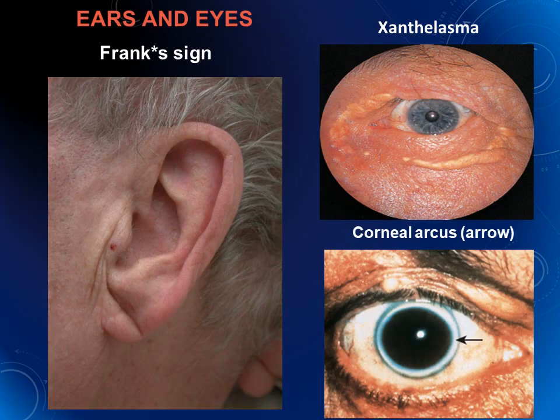Ears and eyes examination plays important role in clinical practice. Here you see signs of hyperlipidemia. First is Frank's sign. Literature indicates that there may be a relationship between diagonal earlobe crease and coronary artery disease. Second is xanthelasma, a shallow protruding area on the eyelid close to the nose. It is caused by the accumulation of fat in the skin. The third picture represents corneal arcus, which is also a sign of high level of blood cholesterol, mostly found in elderly people.